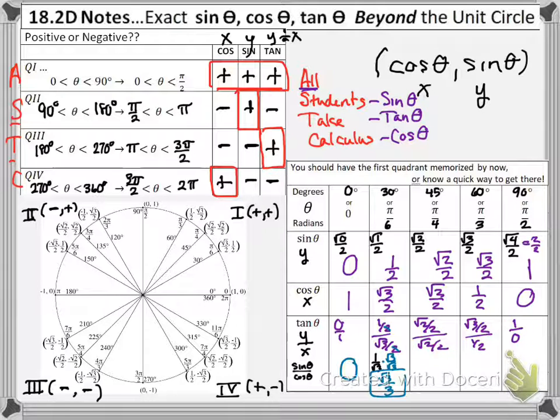The next one, I could wipe out the 2's on the bottom, which just leaves me root 2 over root 2. Or I could look at it in the first place and say, wait a minute, anything divided by itself is going to be 1. I still want to see this fraction. You don't need to show work to reduce it. The next one, if I wipe out my 2's, I get root 3 over 1, which is just root 3. The last one, remember that when you have 0 on the bottom, you're undefined.